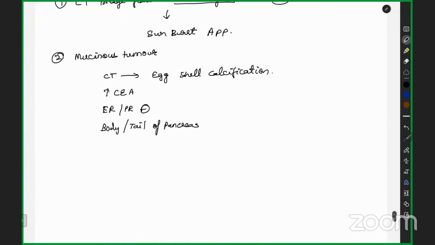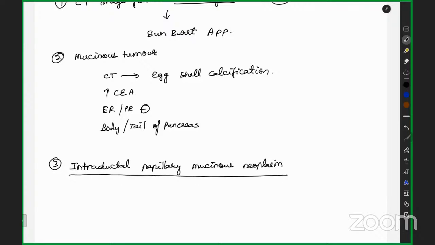So now coming towards the last and final thing, that is going to be intraductal papillary mucinous neoplasm. The last thing which we are going to discuss today is intraductal papillary mucinous neoplasm. This is going to be the last neoplasm which we are going to discuss. So what is going to be the appearance in endoscopy? Endoscopy appearance is very important.